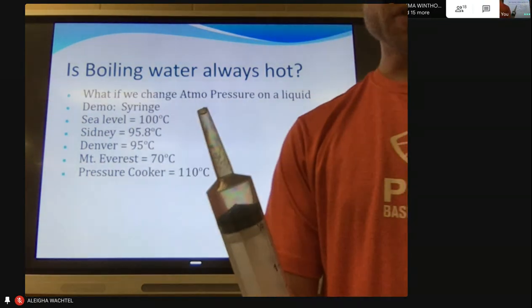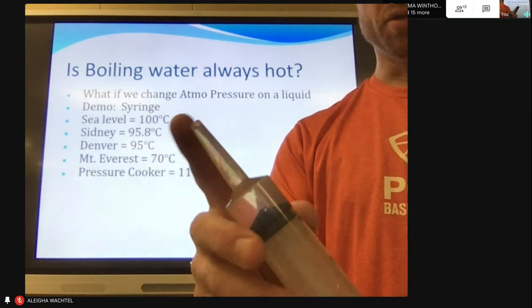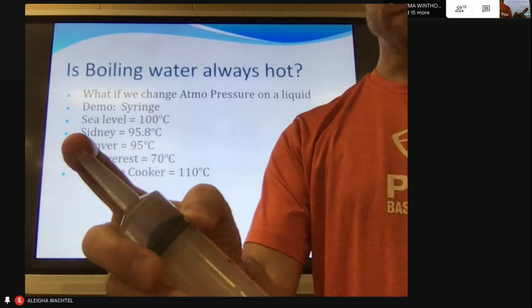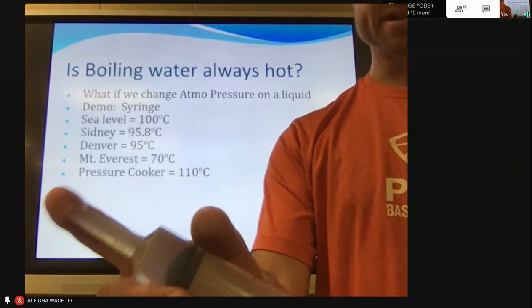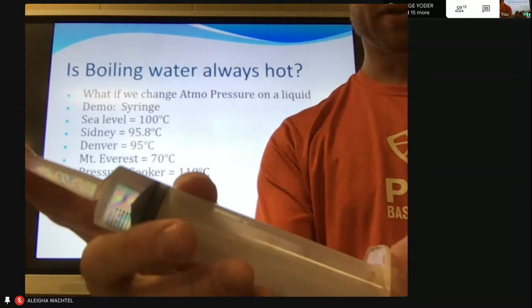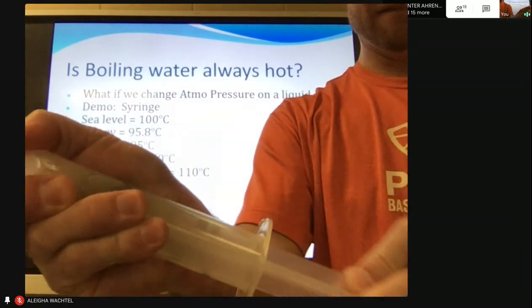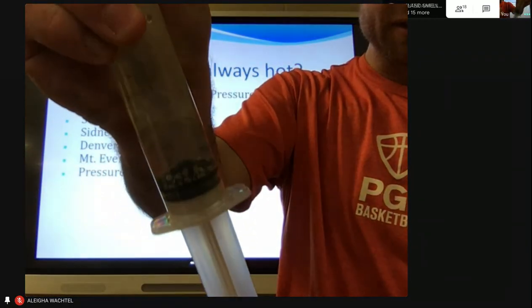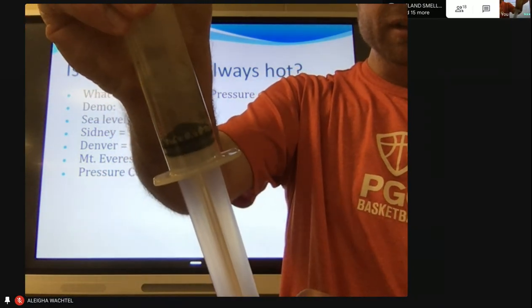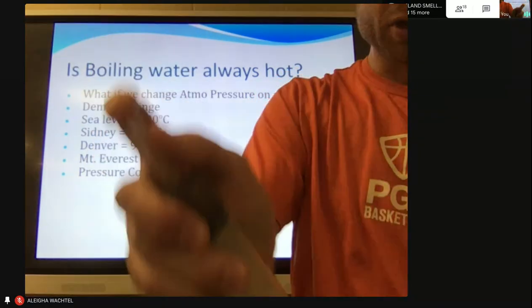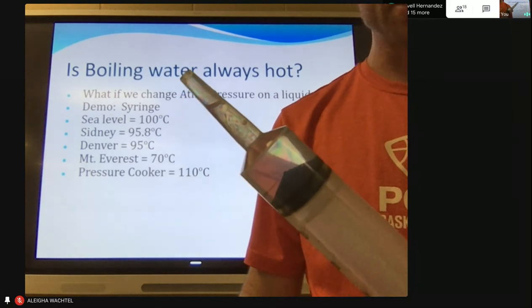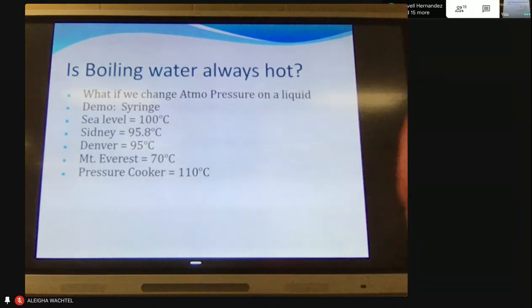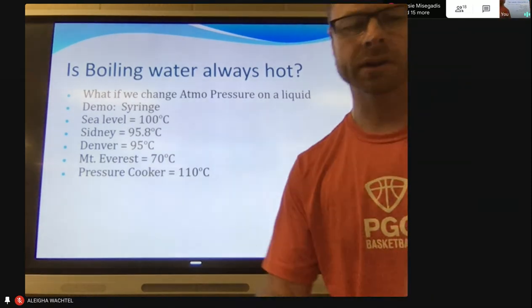Now, what I'm going to do is pull the plunger and decrease the pressure inside of here. I don't know if you guys can see this or not. Okay, I don't know if you can see that, but it's boiling, and I can get it to stop boiling very quickly by increasing the pressure. I'll do that again. Like I said, it's not ideal. It'd be easier if I could walk around the classroom.